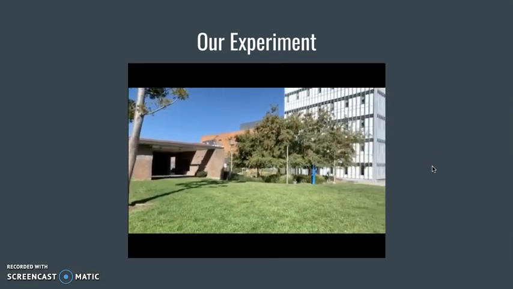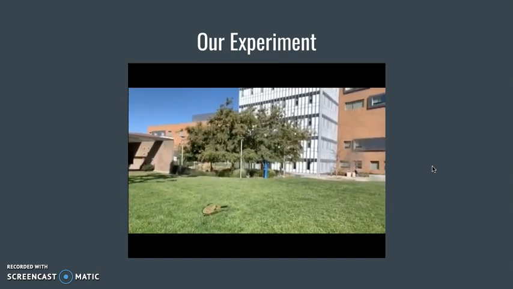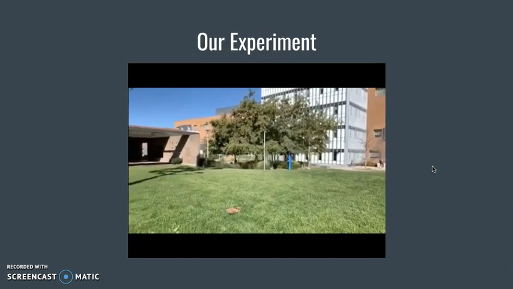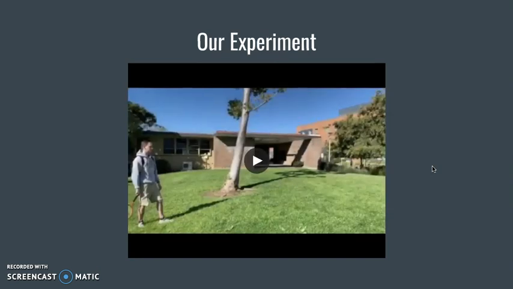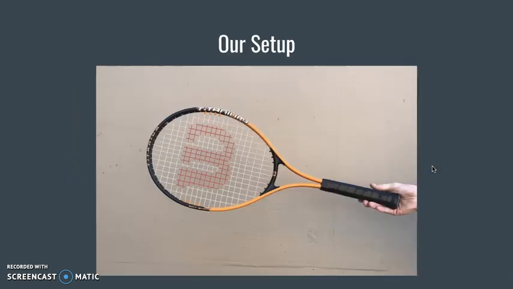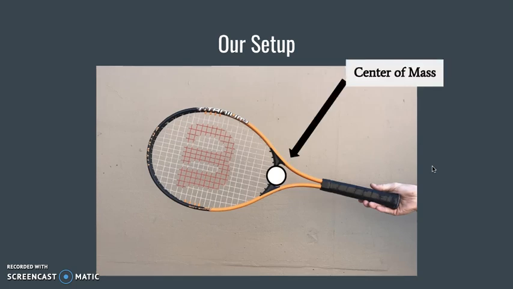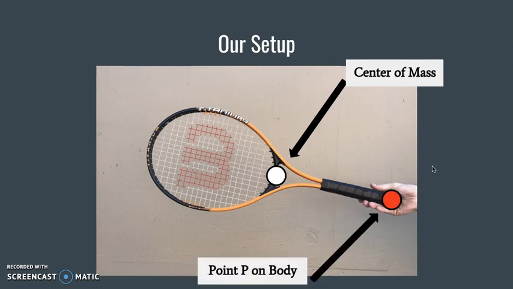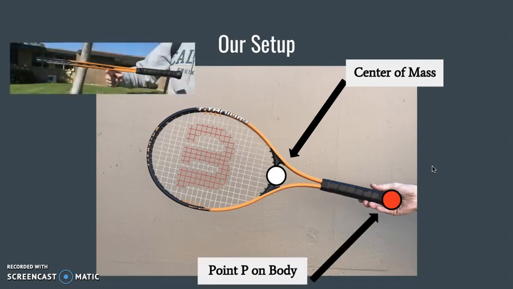Okay, so as you can see, it's hard to visualize this behavior under normal circumstances. We decided to find another way to more clearly demonstrate this behavior. First, we found the center of mass of the racket and attached the white LED to its position. We found the center of mass by balancing the racket on our fingertips. Then, we attached the red LED to a separate point on the body of the racket.